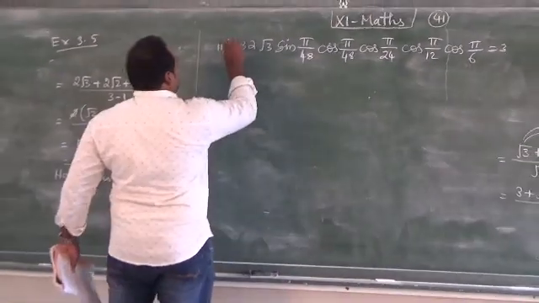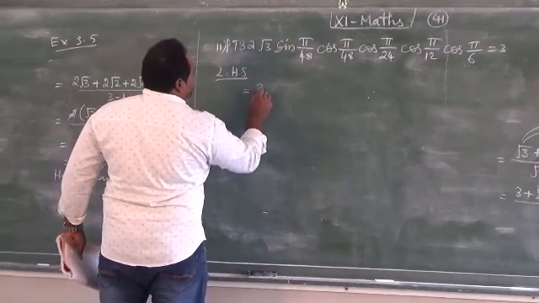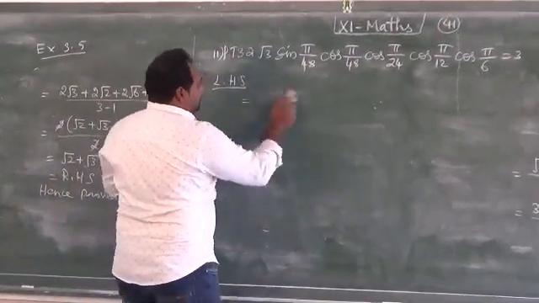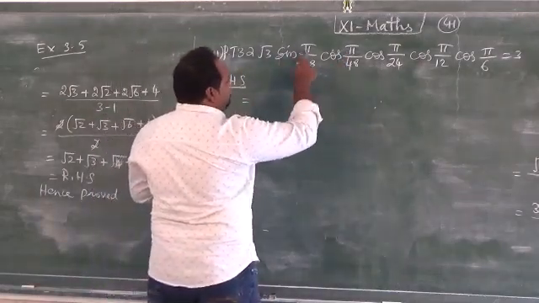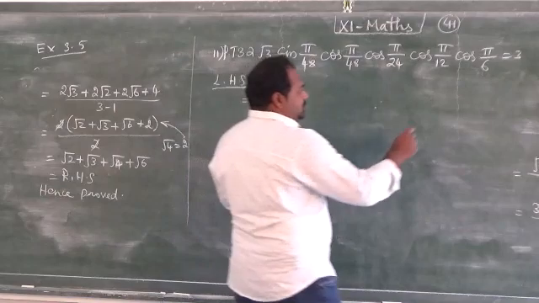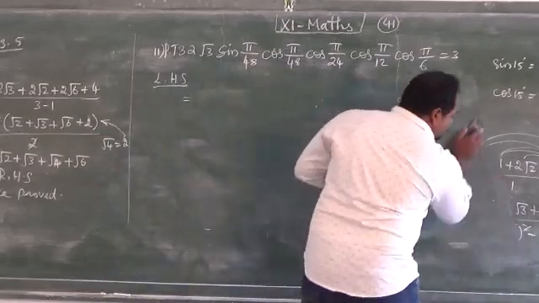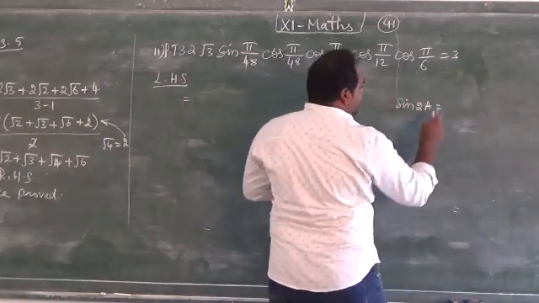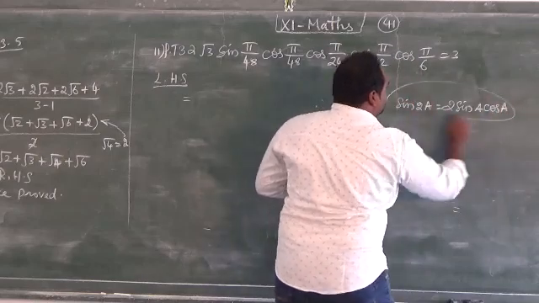This is just to prove that, LHS side: 32 root 3. Before writing the LHS side, just look at it. We have sin pi by 48, cos pi by 48. Immediately I can remember the identity: sin 2a can be written as 2 sin a cos a. So I can use that identity in this problem, 2 sin a cos a. So I am going to use this identity here.